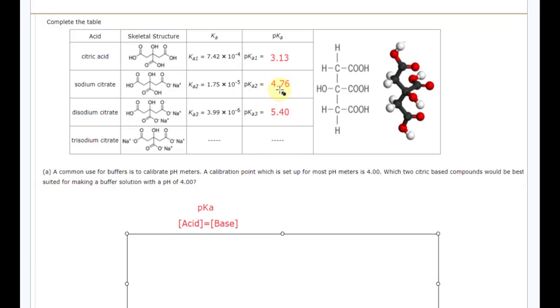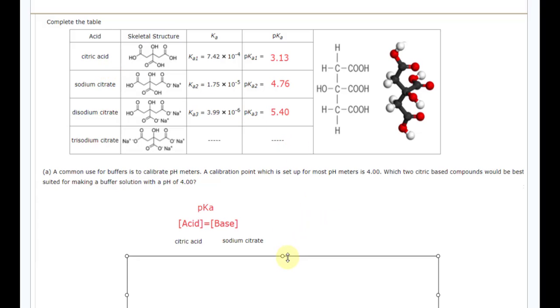Well, that's too high. We want a pH down to 4. We're going to use the combination of the citric acid and the sodium citrate. You'll want to always find the pKa that is just slightly lower than the pH you want. It can't be higher. So slightly lower is better because these are the two mixtures we're going to put together to get a pH of 4.